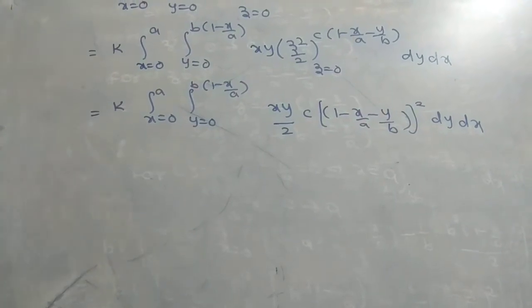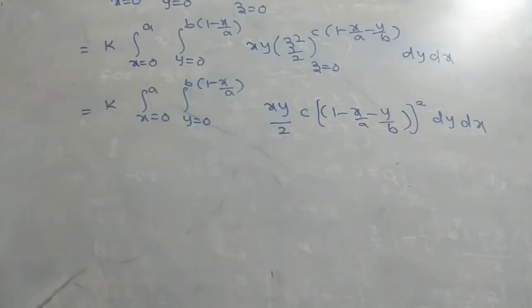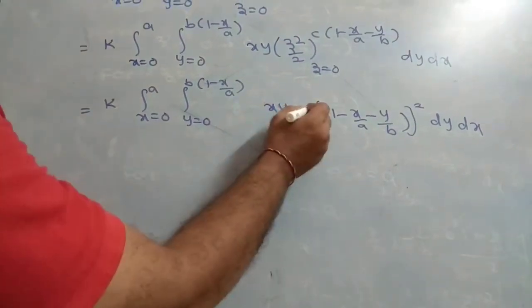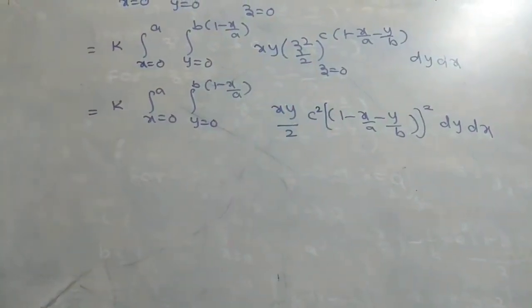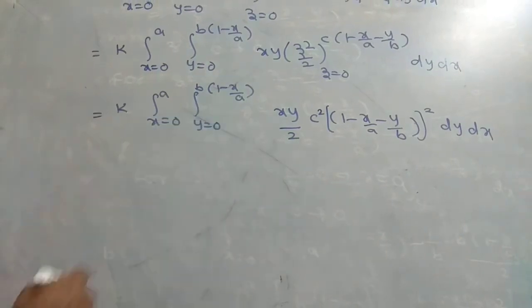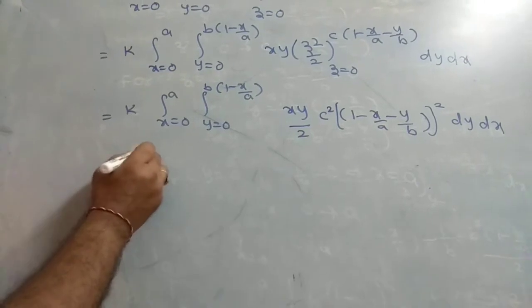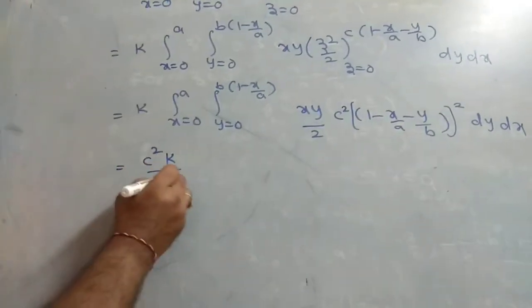Now here c is a constant term. This also becomes a square only, so c square into that particular value. Here c square by 2 is constant, so it is c square into k divided by 2.